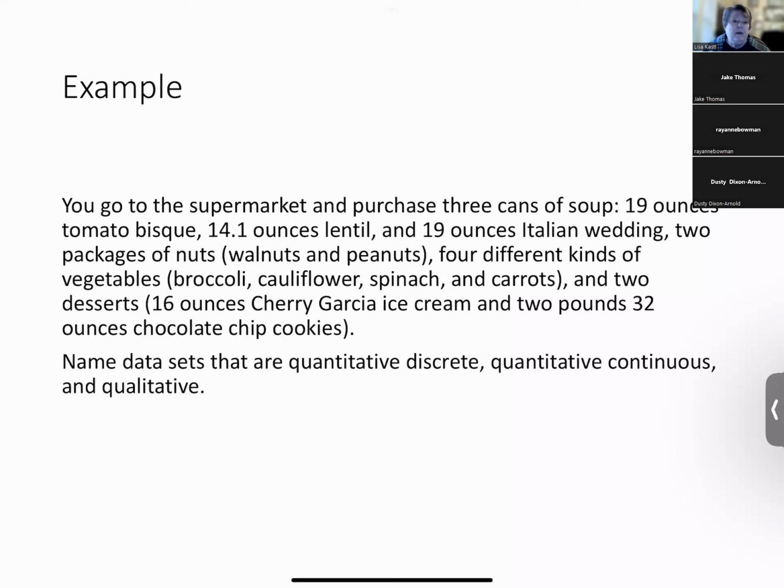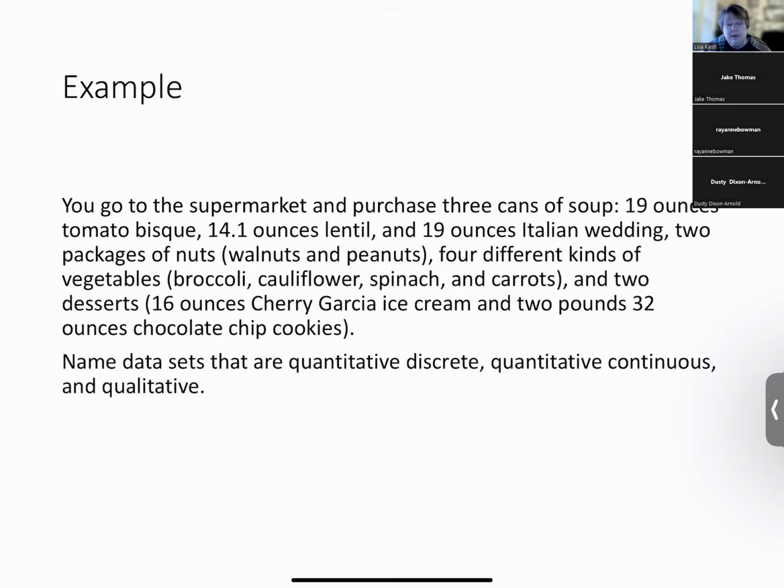discrete? Well, you have 3 cans of soup. 1, 2, 3. You count those. You have 2 kinds of nuts, peanuts and walnuts. So the data that you count, that's quantitative discrete.